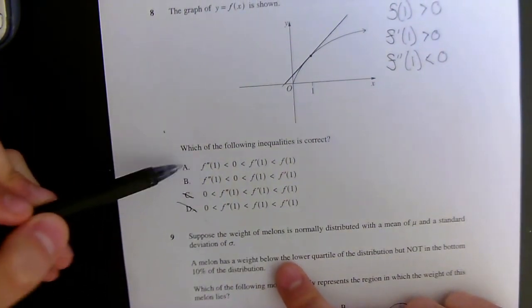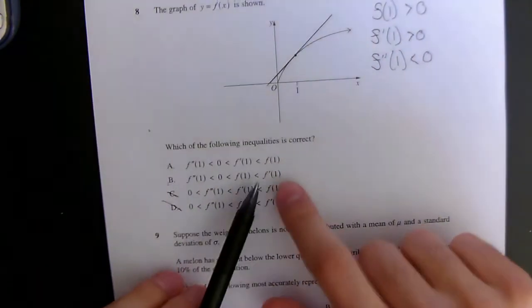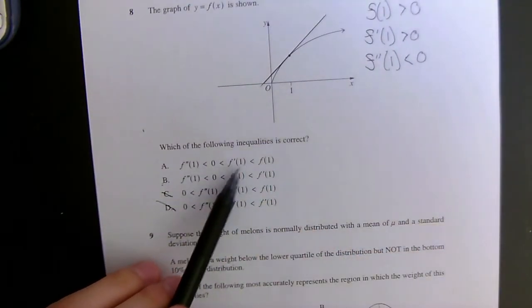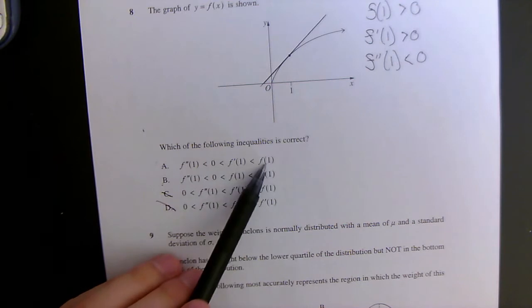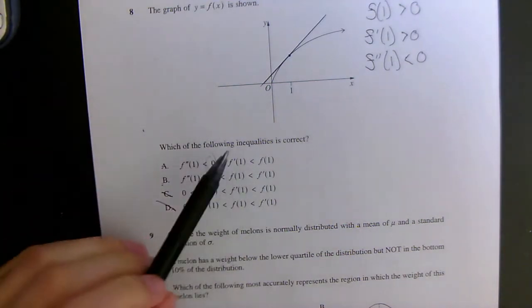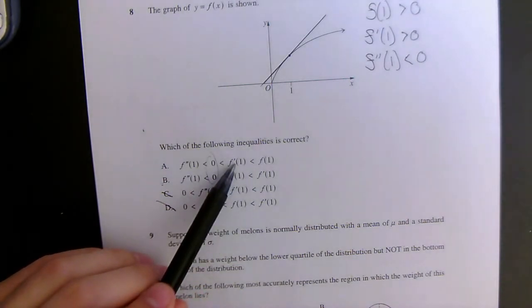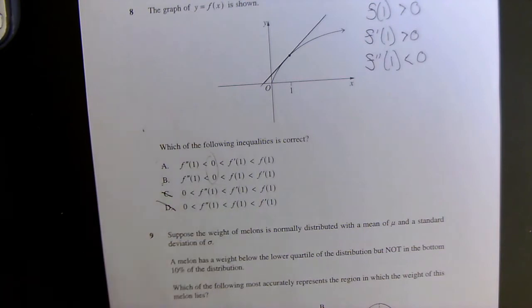Now it's a matter of, well, what's the difference between A and B, and then which one is it? So what we notice is that in A and B, they're saying the derivative and its y value are both greater than 0, okay? But the question is, which one is bigger? Is the y value bigger than the derivative, or is the derivative bigger than the y value?